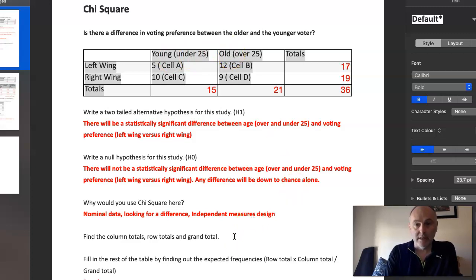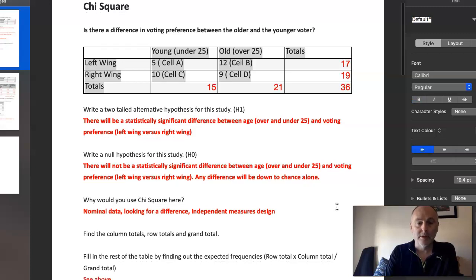Right, let's start working on this table then, because we need to work out what chi-squared is. The first thing we do is add up the totals for the columns, and then add up the totals for the rows. So we get these total figures, and then we end up with a grand total at the end. Columns: 5 plus 12 equals 17, 10 plus 9 equals 19, 5 plus 10 equals 15, 12 plus 9 equals 21. Add them all up, we get 36 there. Hopefully that makes sense. That's the first thing. Without doing that, we are going to struggle to do the rest.